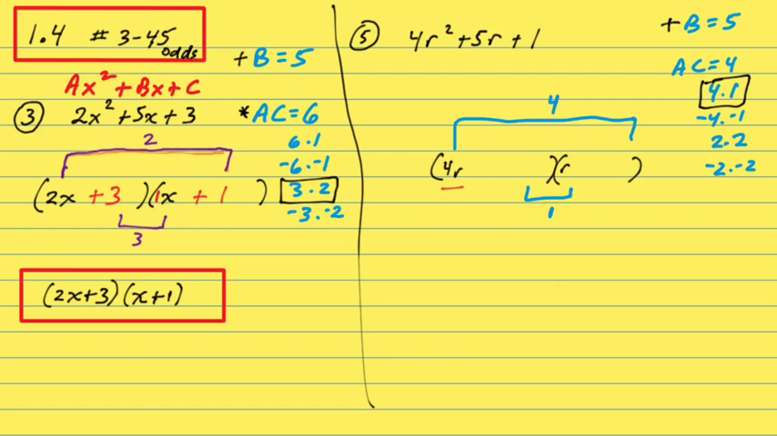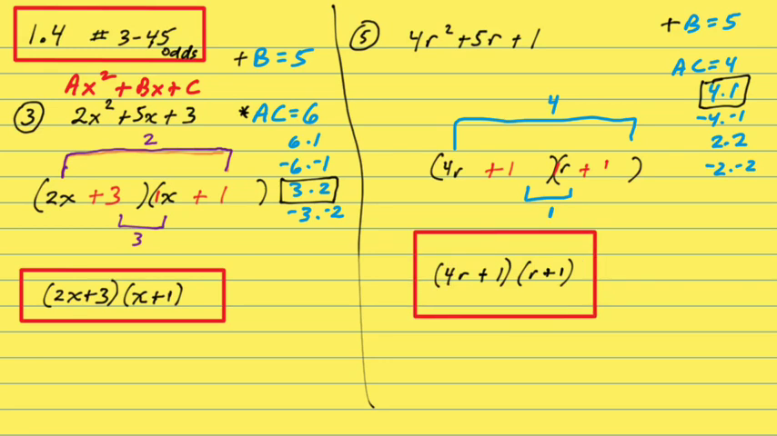Okay, 4 times what is 4? Positive 1. There's a 1 here. 1 times what is 1? Positive 1. So again, we should have it factored. 4r plus 1 times r plus 1. Make sure again, does last times last equal last? 1 times 1 equals 1, right?